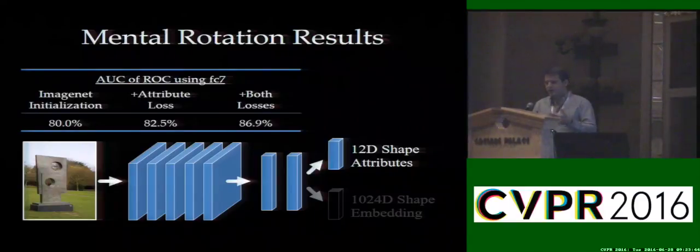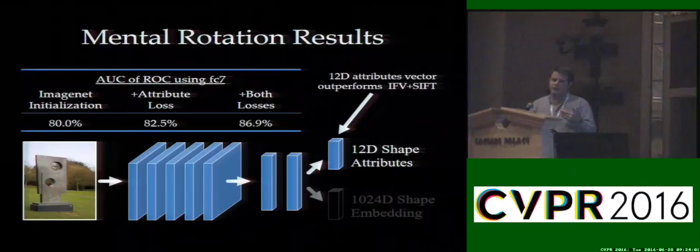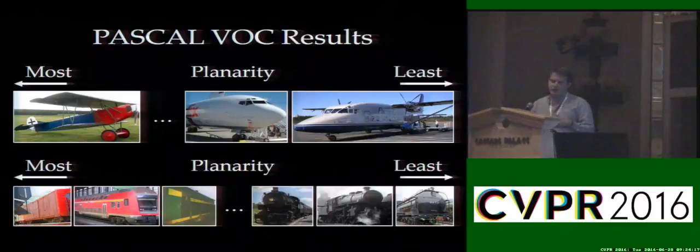It turns out that our baseline is going to be the initialization. And compared to this initialization, we get a boost just by training with the attribute loss. And of course, if we train basically for the mental rotation task, of course it does the best. But as an added bonus, we find that actually the 12-dimensional shape attributes themselves outperform IFV plus SIFT, which was until very recently a very strong method, which suggests that we're actually modeling these shapes. So that sort of provides additional confirmation, but finally we tested on more ordinary objects, and we can ask the same things. For example, we can say that these biplanes are the most planar of planes in Pascal, and cylindrical steam engines are the least planar trains in Pascal. And we find similar results for many of the Pascal categories.